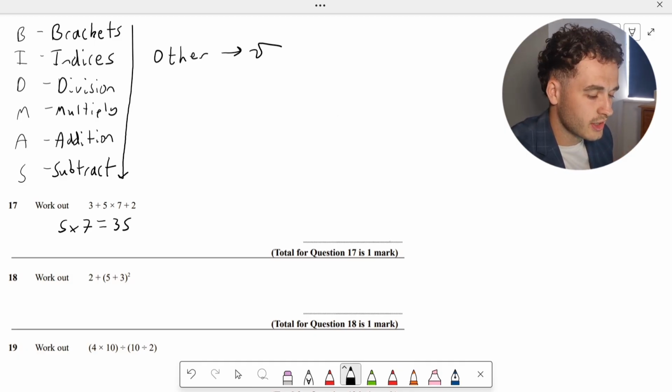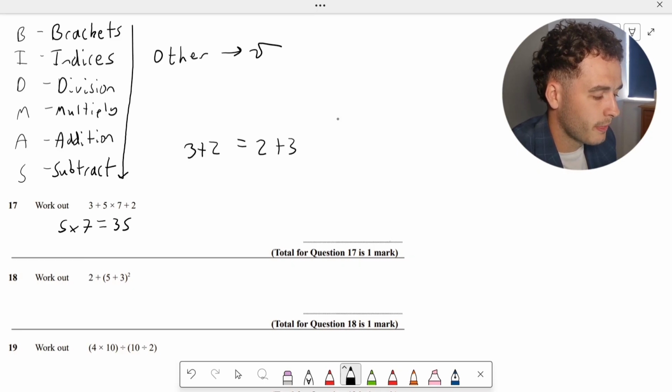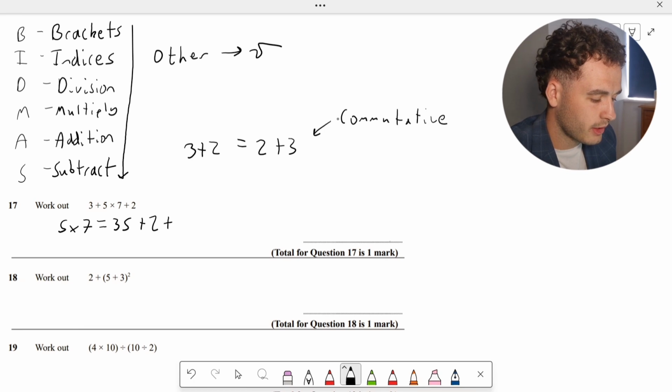There's two additions here, it doesn't matter which way you do it because of something called commutativity, which means if we do, for example, 3 plus 2, that is the same as 2 plus 3 because it's commutative, and I'm just going to write that down. So we can do 35 plus 2 plus 3, which gives you 40.